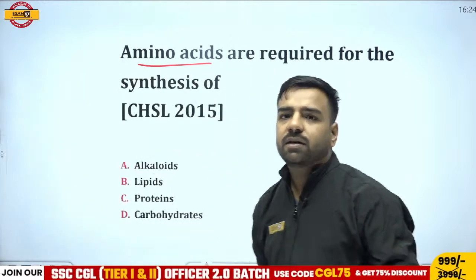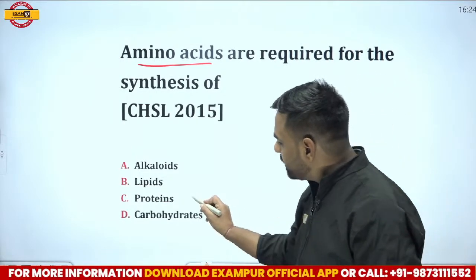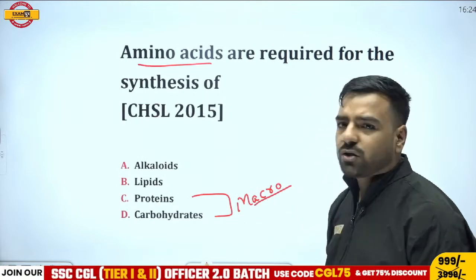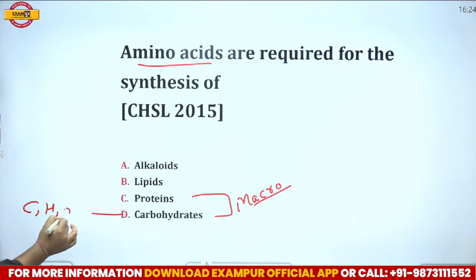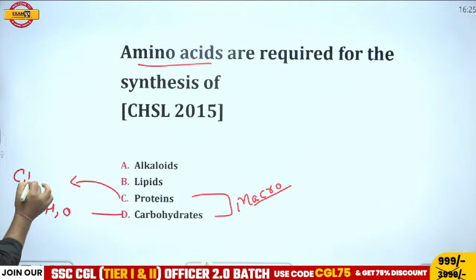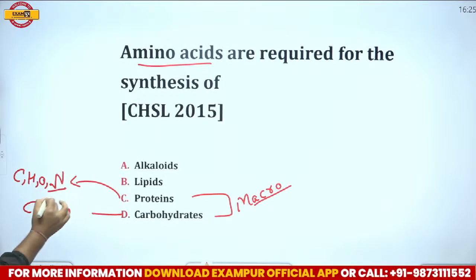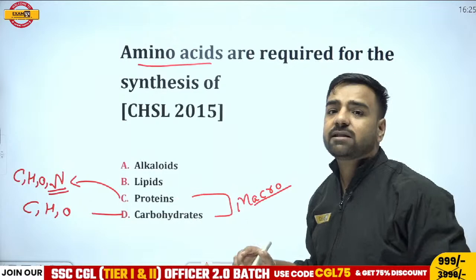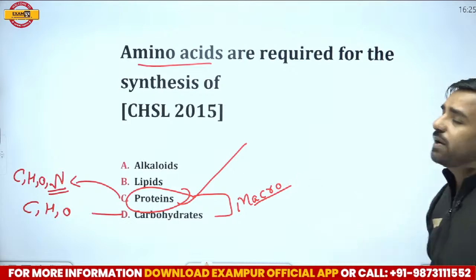Amino acids. We have just discussed this when we were talking about nutrients. Proteins and carbohydrates are macronutrients, right? Carbohydrate is made up of carbon, hydrogen and oxygen. One of the favorite questions of the CGL exam is, when I talk about protein, we have carbon, hydrogen, oxygen, and apart from that, we have nitrogen as well. But amino acids are actually required for its synthesis. We are talking about the synthesis of proteins. So for the synthesis of proteins, we require amino acids.